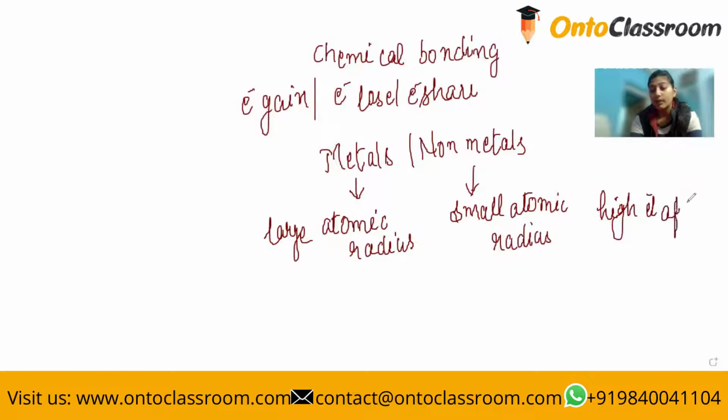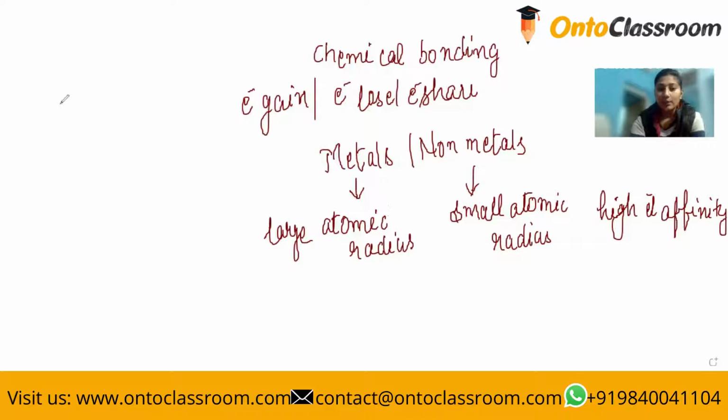So if we know these facts, that metals have a very large atomic radius, they can easily donate their electrons to maintain their stability. And non-metals have a very small atomic radius, so they have a very large effective nuclear charge and a very high electron affinity. Now we are going to discuss how metals lose electrons, how non-metals gain electrons, and what the need is to maintain their stability.